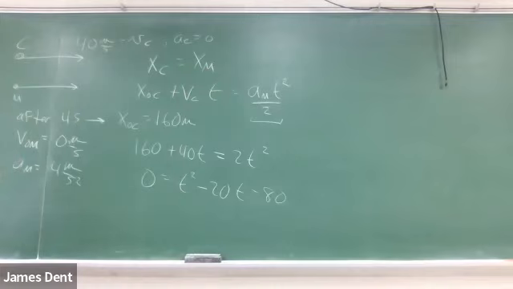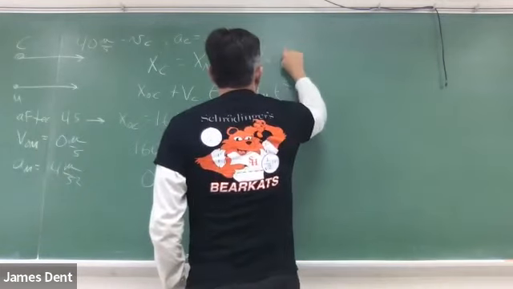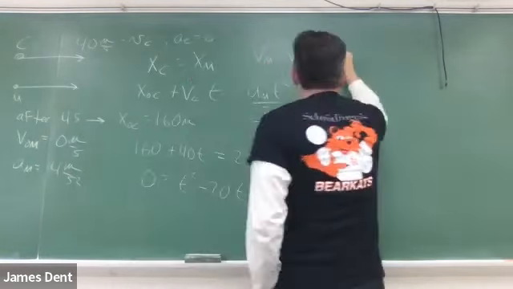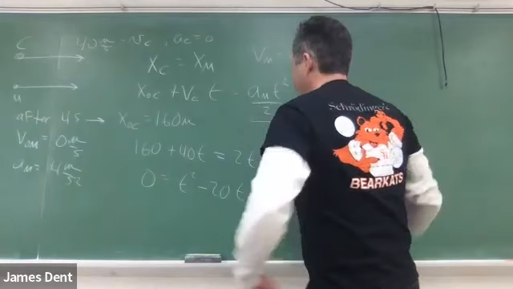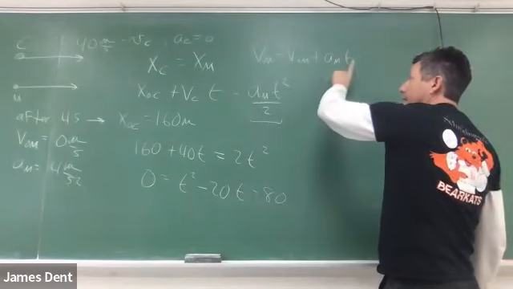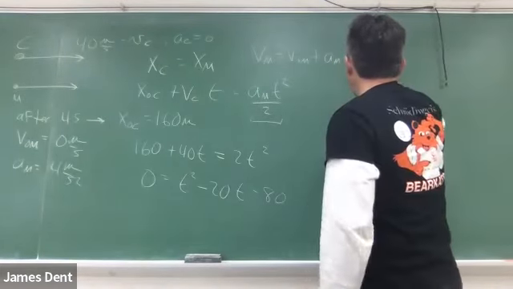And then at what speed was the motorcycle going? Well, for that, the speed of the motorcycle will be its initial velocity plus a t. So once we have this time, we put it into here, and that gives us the position. We put it into here, and that gives us the speed. And remember, this is going to be in meters per second.